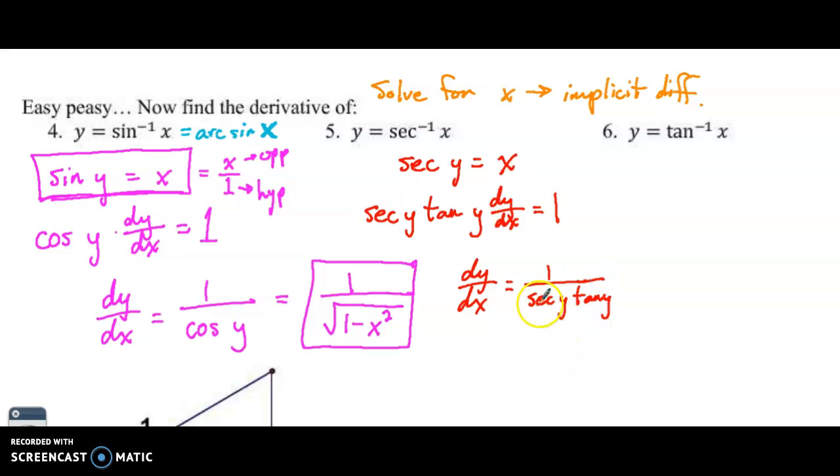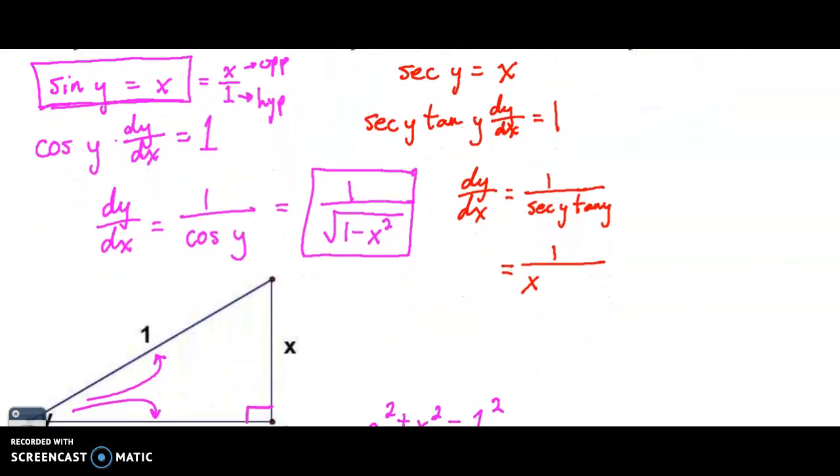Now the thing is, we already know what secant of y is equal to. Secant of y is equal to x. So we're looking at 1 over x. We don't know what tangent of y is though. So what I can do is create another triangle very similar to how I created this triangle over here. I'm going to try and squeeze it right here though.